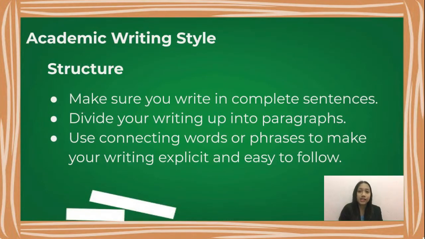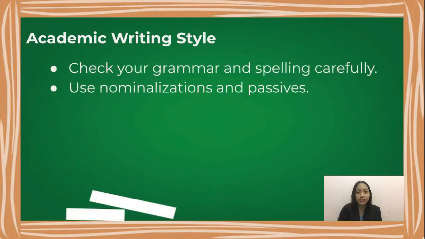So the third one is structure. Make sure you write in complete sentences. So it means always have a subject and a predicate in your sentence to make it complete. Next, divide your writing up into paragraphs. So paragraphs dictate what kind of paper you're gonna produce, whether it is good or bad. Next, use connecting words or phrases to make your writing explicit and easy to follow. So remember, coherence and cohesion.